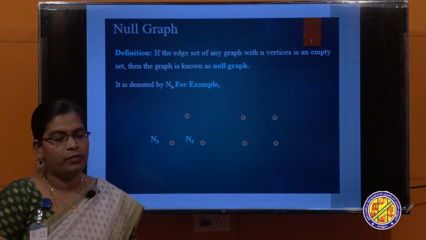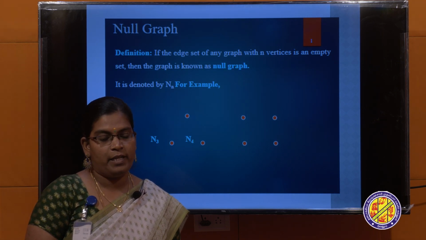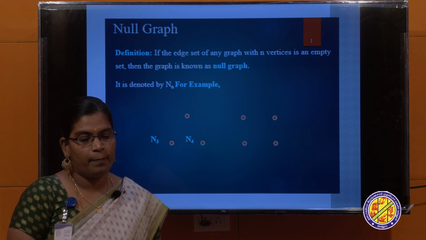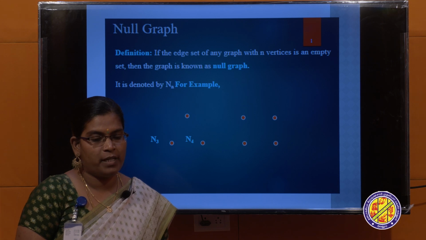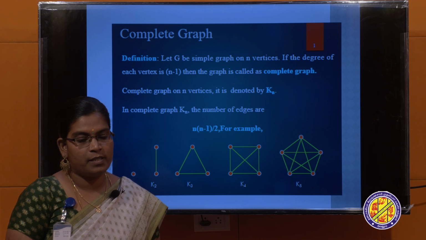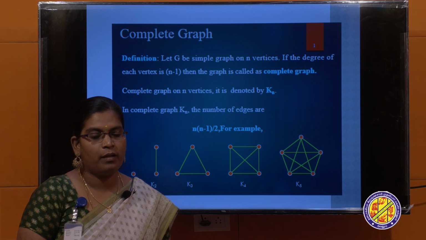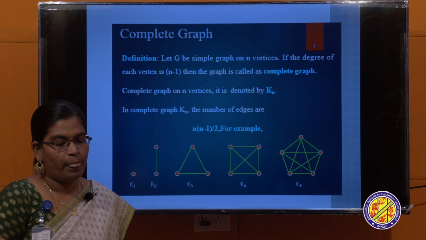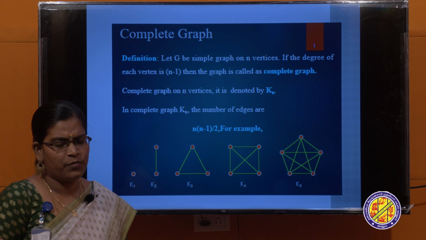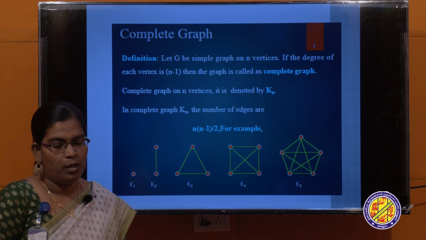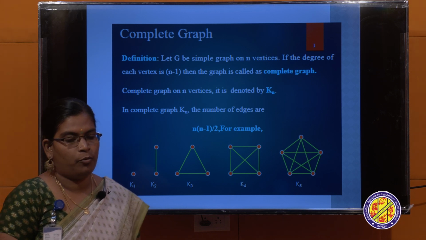Next one, null graph. If the edge set of any graph with n vertices is an empty set, then the graph is known as a null graph. Here there is no edge. Complete graph. Let G be a simple graph on n vertices. If the degree of each vertex is n minus 1, then the graph is called a complete graph. These are examples of complete graphs. The first graph has one vertex, therefore it is K1. There are two vertices in the second graph, therefore the graph is named K2. Likewise, there are 5 vertices in the graph K5, therefore the graph is named K5.